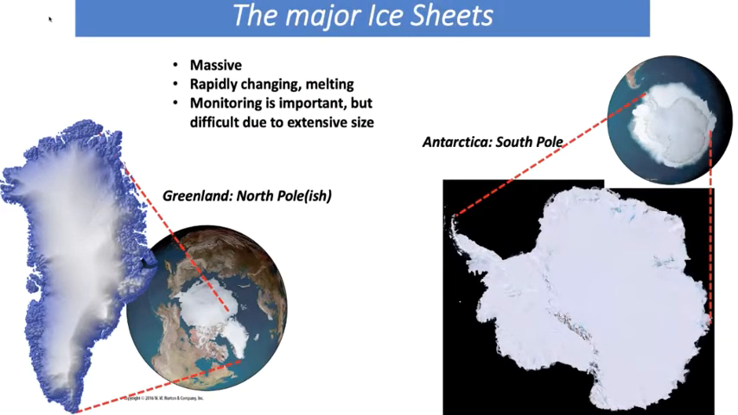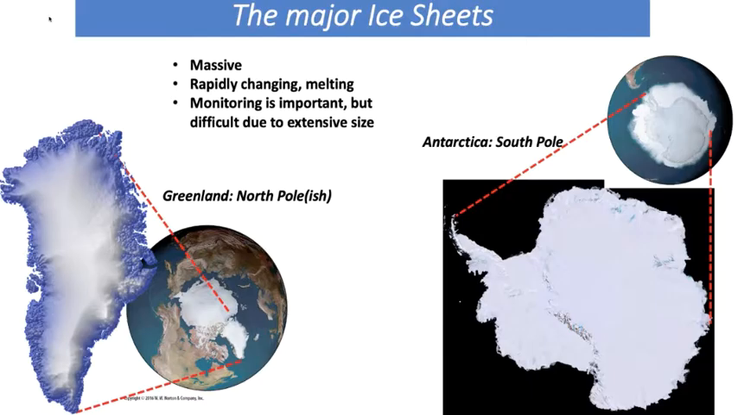Thank you. Yes. So, as I was saying, the major ice sheets are Greenland, and there's also Antarctica, right? And Antarctica is much, much bigger. It contains about 60 meters of sea level, so about 8 times as much as Greenland. These two areas are massive and rapidly changing and melting, so monitoring is really important, but it can be quite difficult due to their extensive size, right? It's really hard to get there physically, and once you're there, these are massive areas to cover and to get measurements from. So what we do is we use a tool called remote sensing.